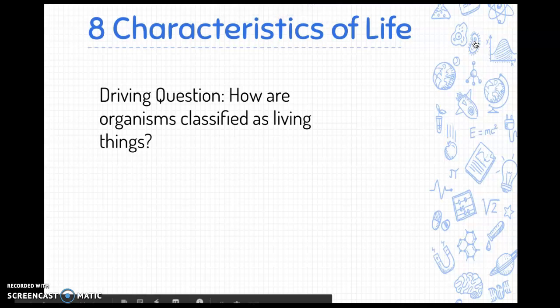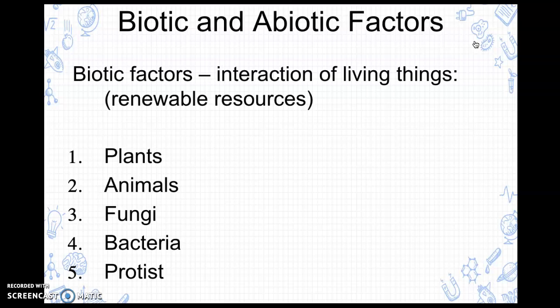So today's topic is the 8 characteristics of life. Our driving question: how are organisms classified as living things? So first we have to learn about the difference between abiotic and biotic factors. Biotic factors are interaction of living things. Plants, animals, fungi, bacteria, and protists are the 5 major categories, which include all living things.